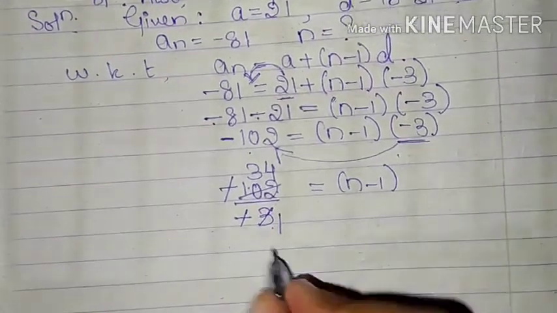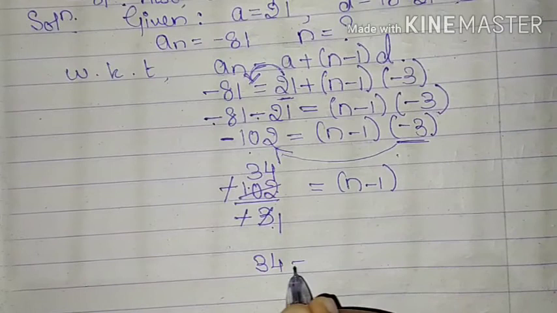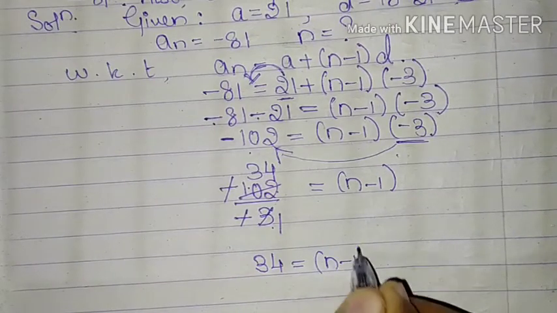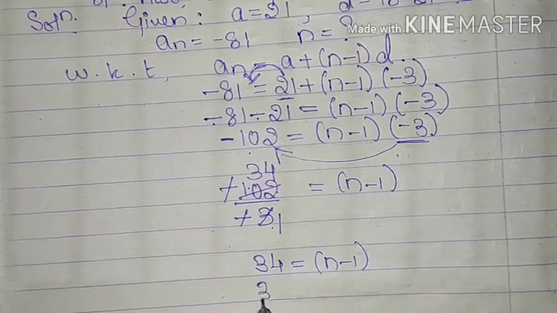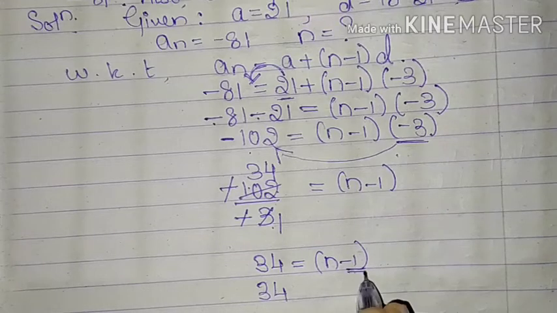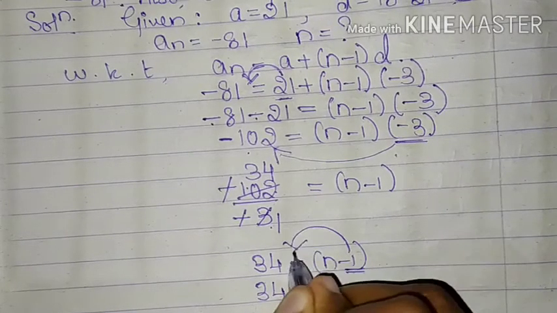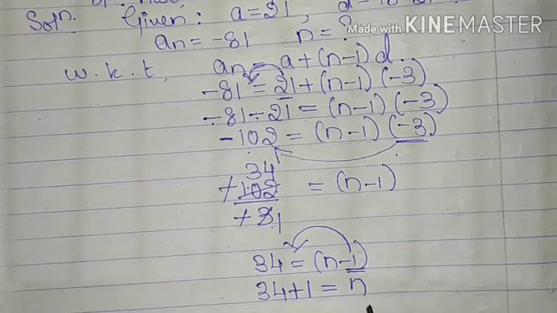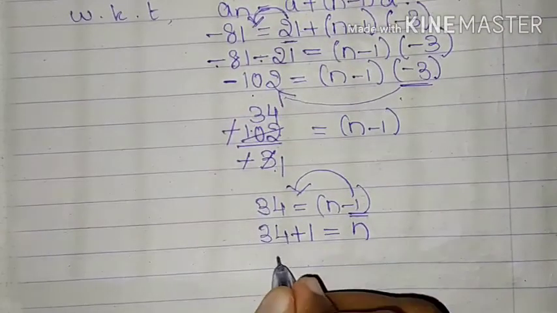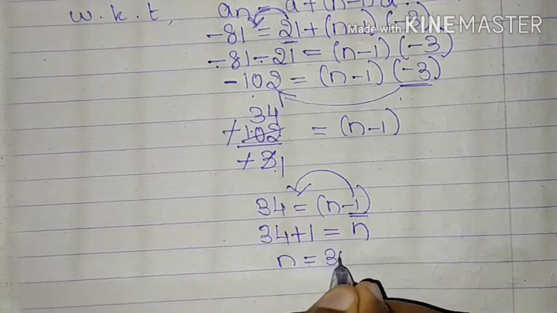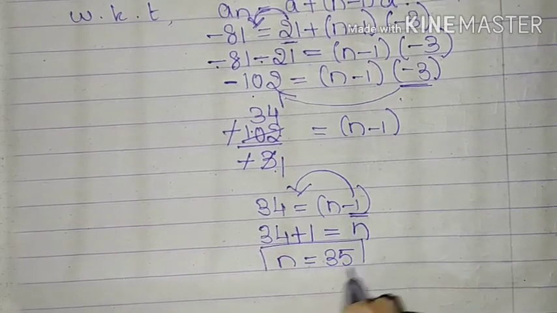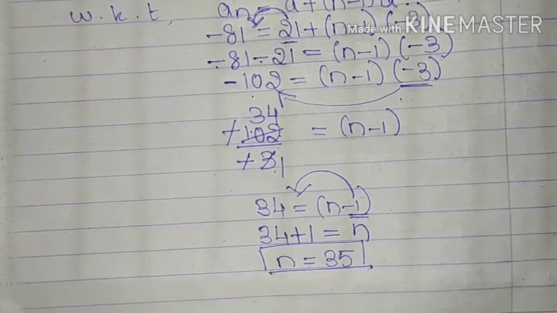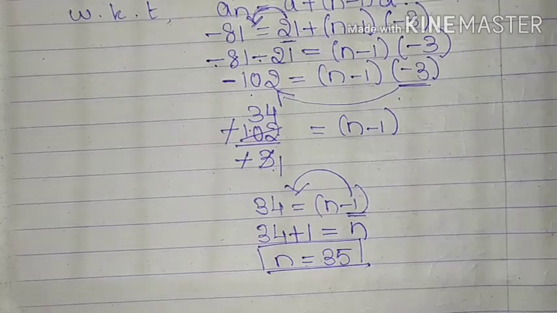So now 34 is equal to N minus 1. Now 34, this is subtracted here. If I bring it to the left hand side, I will get plus 1 is equal to N. So N is equal to 34 plus 1. 35 is our required answer. So minus 81 is the 35th term of our given arithmetic progression.